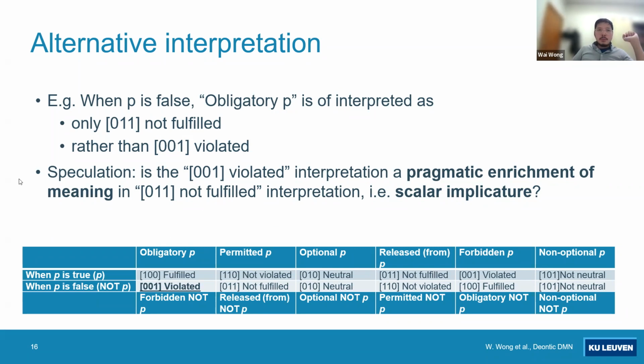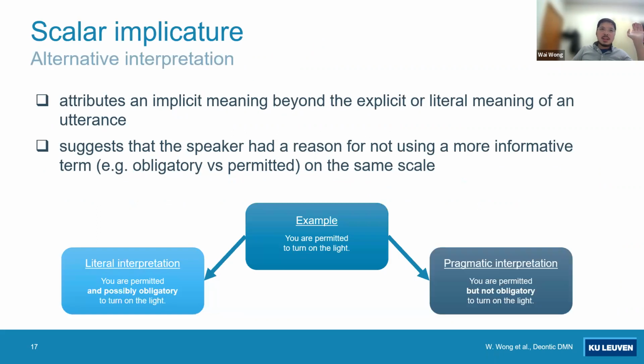And for me, I have a small speculation, and it is related more to linguistic meaning interpretation. Whether the violated interpretation is a pragmatic enrichment of the meaning of the not-fulfilled interpretation, what we call scalar implicature. So I will digress a little bit and talk about what scalar implicature is. In linguistics, there is a phenomenon we call scalar implicature.